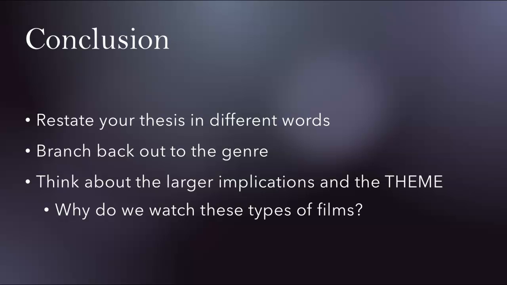Okay. I'm not looking for a lot, but for your conclusion, you always want to go back and restate your thesis in different words. Remind your reader of the entire point and the entire goal of your paper. Then I encourage you to branch back out to the genre again. You started with the genre, end with the genre, and think about the larger implications. In other words, why do we watch these types of films? Why does the message or the theme presented in the films matter? What are we as readers or viewers supposed to take away from the messages in these films and apply to our own lives?